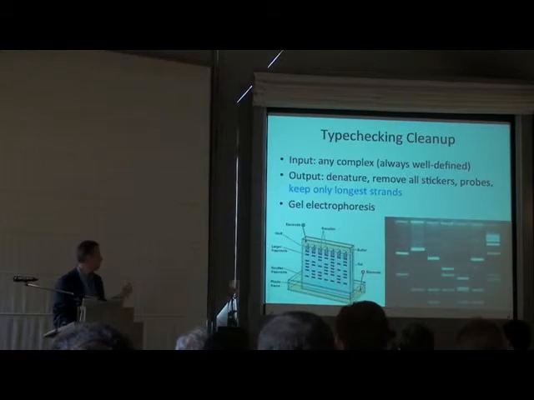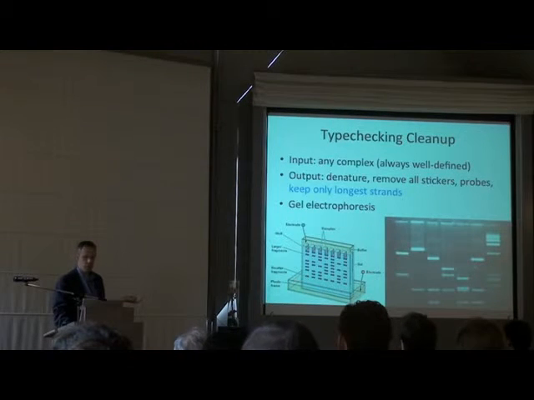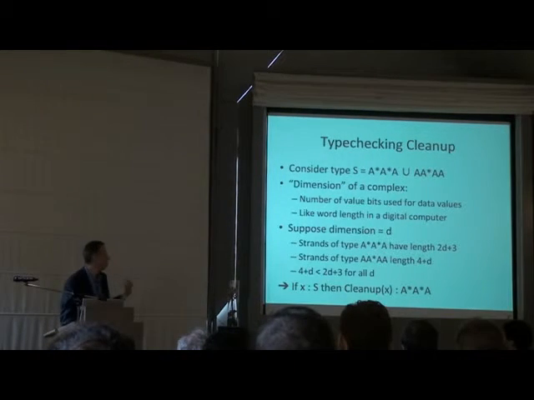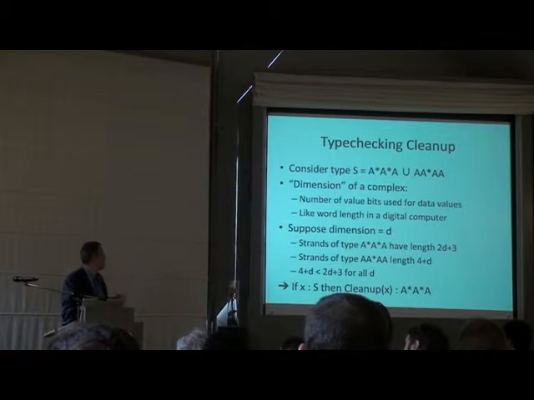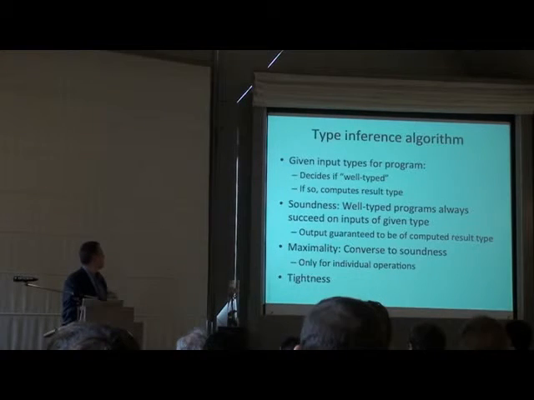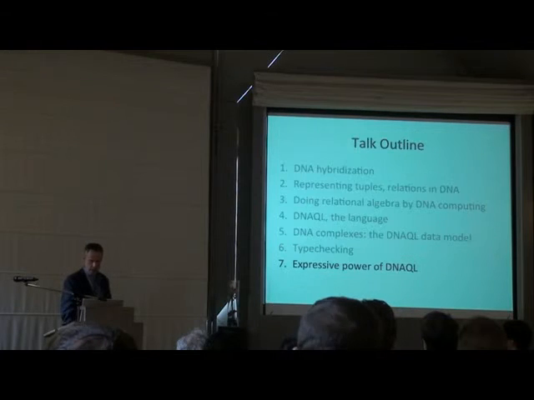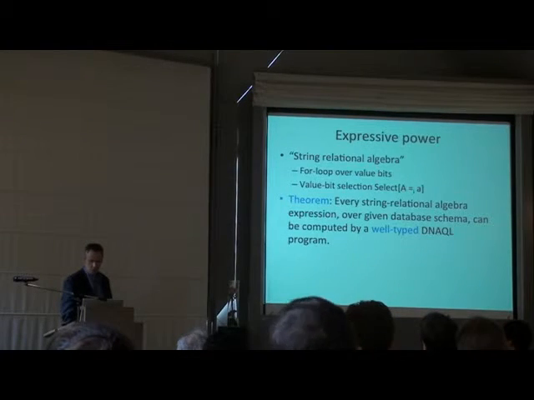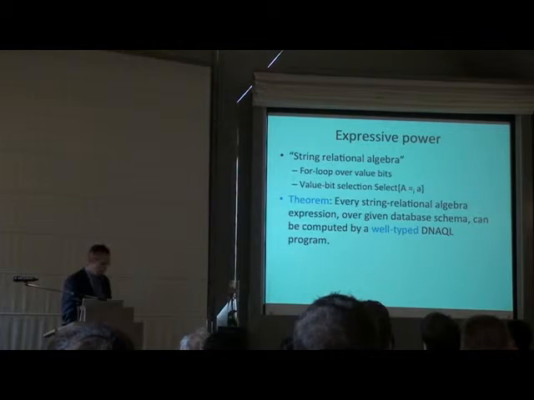Okay. Some operations are really difficult to type check. You have to solve some linear inequalities over the integers to actually do that. It has to do with lengths of DNA strings, etc. I will not go into details. And so we have a type inference algorithm that has all the nice properties that you want: soundness, maximality, tightness.